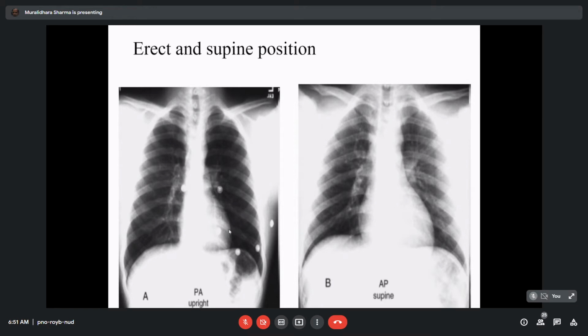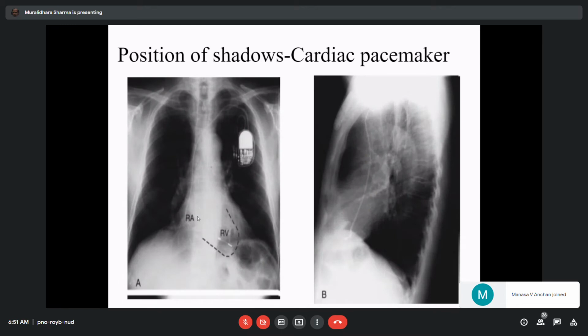Now, another example is the effect of the erect and supine position. In the erect position, the expansion of the lung will be more. You will see the whole length of the thoracic cage being slightly more, and the width of the mediastinum would be lesser than in the supine position. In the supine position, the diaphragm will be slightly displaced superiorly, and the height of the thoracic cage seems to be slightly lesser, whereas the mediastinum becomes wider. So the impact of the position would be quite significant.